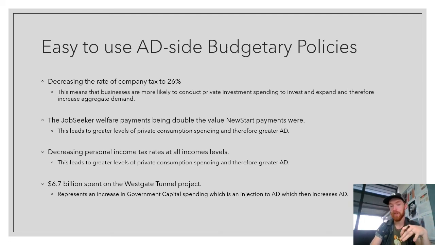And then also, you can use infrastructure projects as AD side when talking specifically about government spending. So this represents an increase in government capital spending, which is an injection to aggregate demand, which then increases aggregate demand. So these are some really easy, simple ones that you can use from recent budgets that will hopefully help you out on the exam.